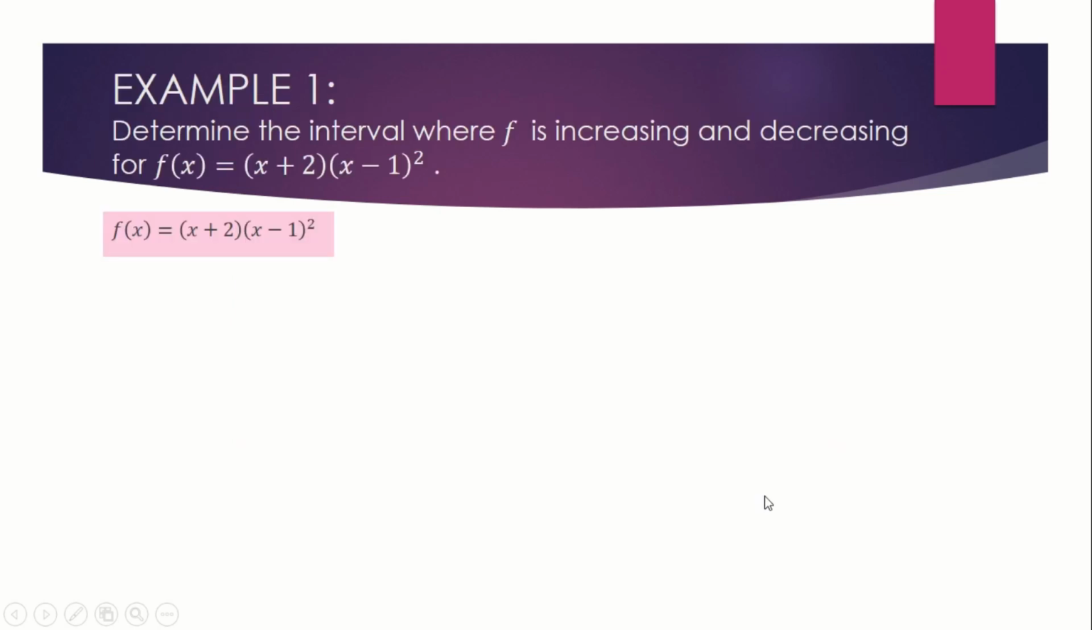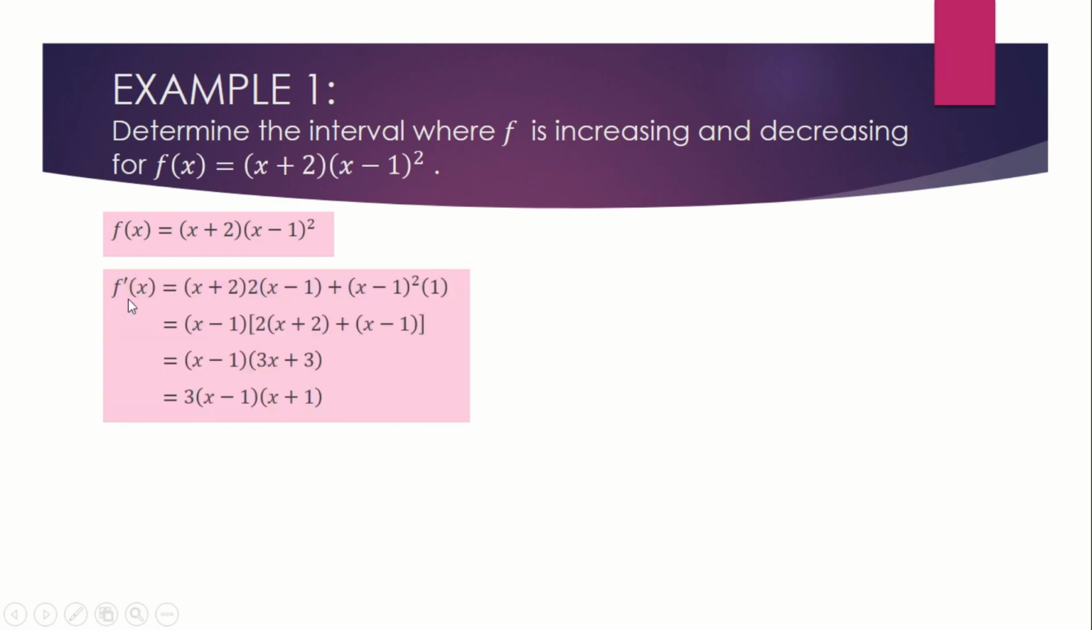Now we look at the first example. We want to determine the interval where the function is increasing and decreasing for the function f(x) = (x + 2)(x - 1)^2. So first we find f prime x.